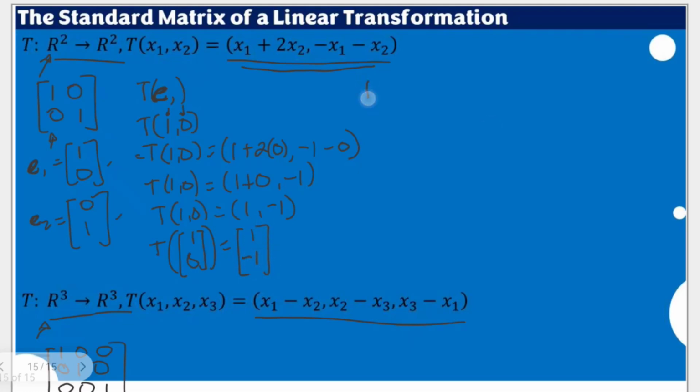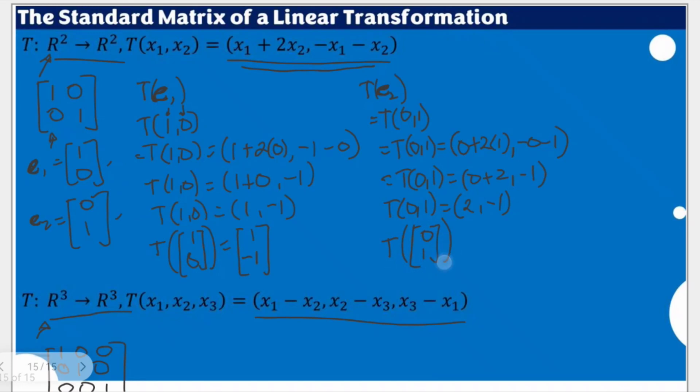Duplicating the same process for our second vector taken from the standard matrix of R2. This is the linear transformation of 0, 1. So we have here the linear transformation of 0, 1 is equal to x sub 1 will be 0, so you have 0 plus 2 times 1, then negative 0 minus 1. In this case, the linear transformation of 0, 1 is equal to 0 plus 2 and negative 1. So the linear transformation of 0 and 1 is equal to 2 and negative 1. In column form, we have 0 and 1, and here 2 and negative 1.